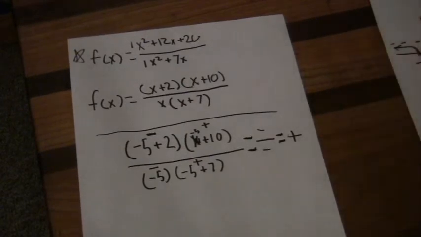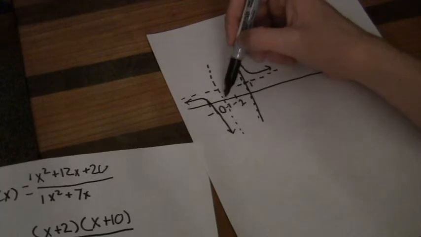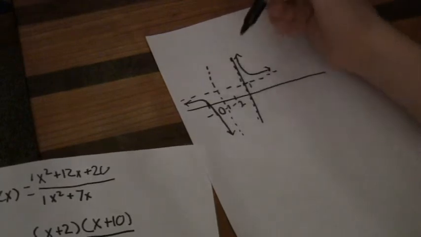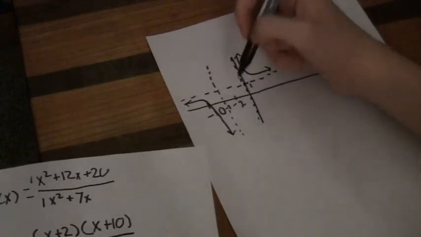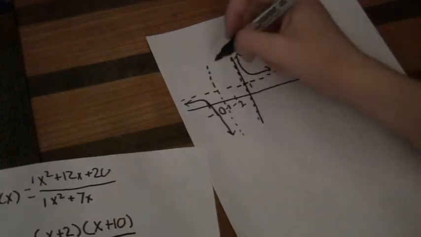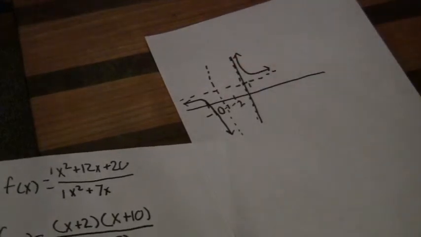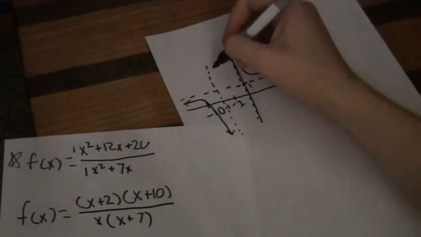Now what that positive tells us is that in the graph, remember we picked a number, which is negative 5, and it's positive, which means it's going to be on the positive side, which is going to be, let's see here, yeah, I'm sure it's going to be over here.